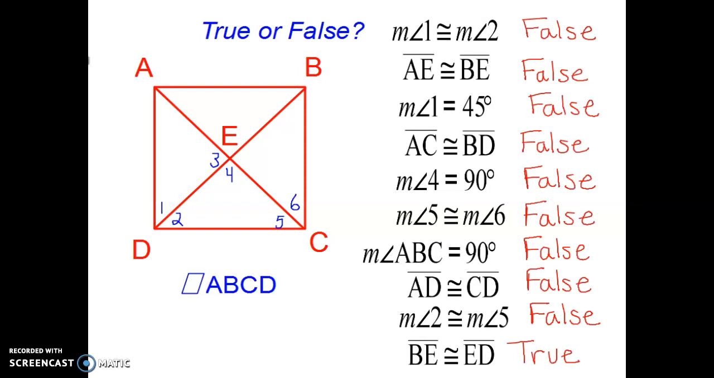With the parallelogram, only one of these statements is true, and it's the very last statement. And that's because the diagonal lines will bisect each other in any parallelogram. But the diagonal lines are not the same length like they are in the rectangles.